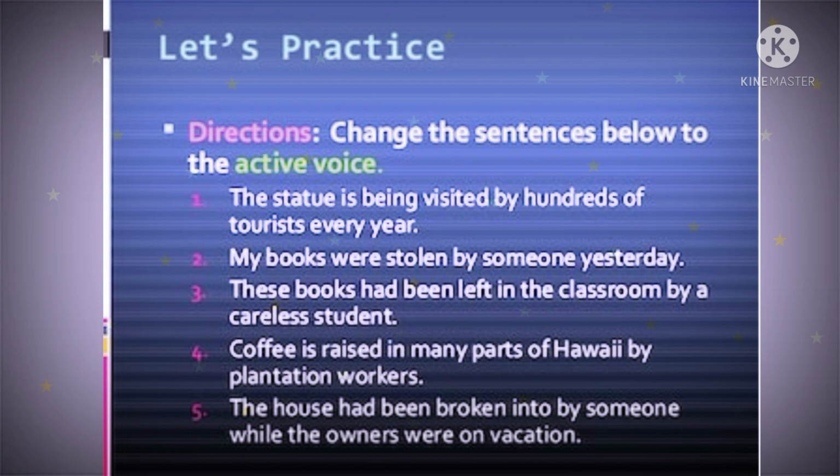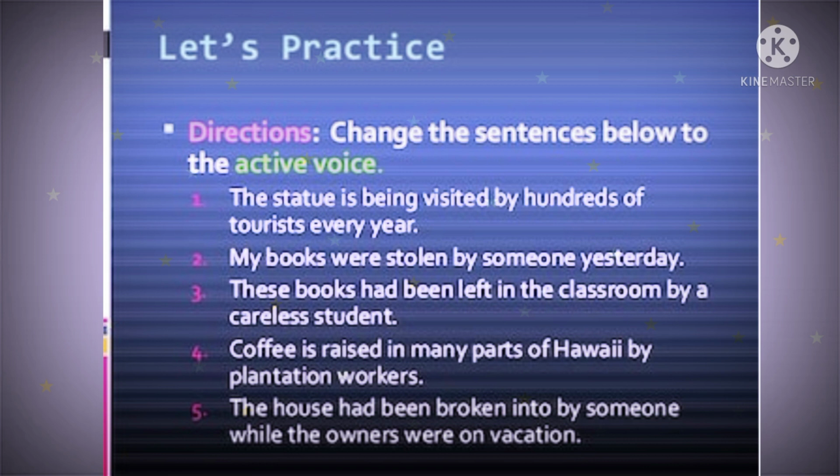Next example, my books were stolen by someone yesterday. So what is the verb used there? Were stolen. From that we understood that it must be simple past, because being or been is not used there. So simple past. So what will be the simple past form of were stolen? Stole. So first we will take the subject. Someone stole my books yesterday. Were stolen is changed back into stole.